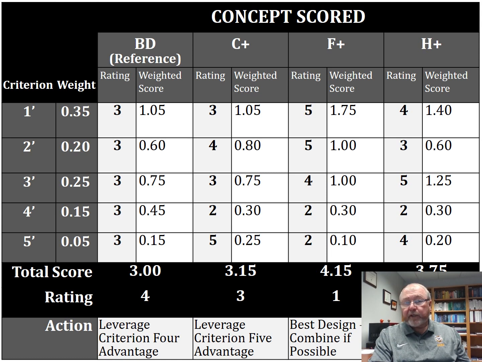0.35, a third of the weight. And you see that criteria 3 was second most important, a quarter of the weight. You see that criteria 5, not so important, only 5% of the weight.